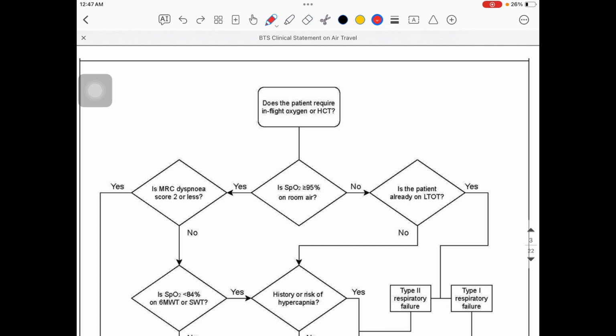These are some things we need to make sure of and tell our patient: whether they can board the flight or not, or whether they need oxygen in the flight or not. These are the British Thoracic Society recommendations which I'm gonna talk about over here.